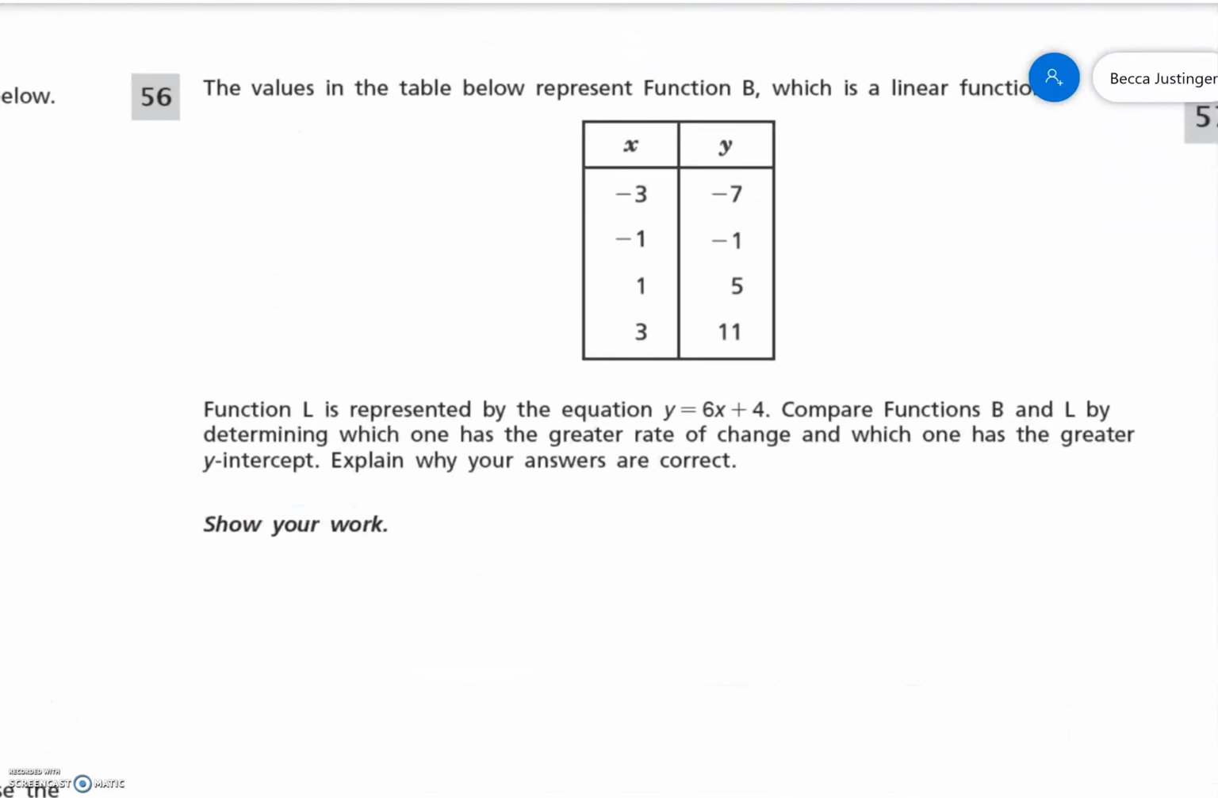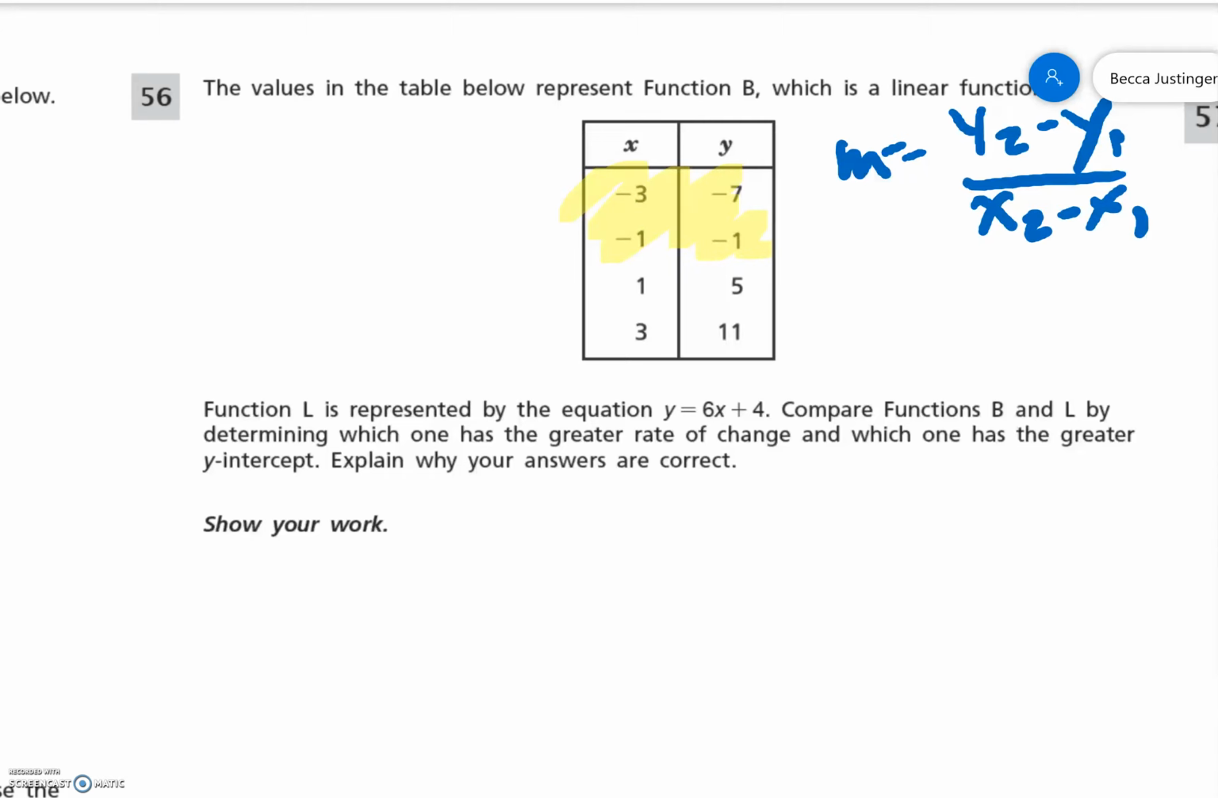All right, number 56. The values in the table below represent function b, which is a linear function. Function L is represented by the equation y equals 6x plus 4. Compare functions b and L by determining which one has a greater rate of change and which one has a greater y-intercept. Explain why your answers are correct. Okay, so we need to find the rate of change and the y-intercept for both. So for function b, we need to find the rate of change. Rate of change is just slope, m equals y2 minus y1 over x2 minus x1. So we can pick 2 points.